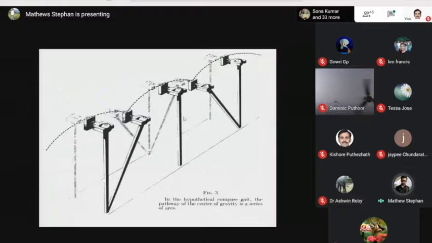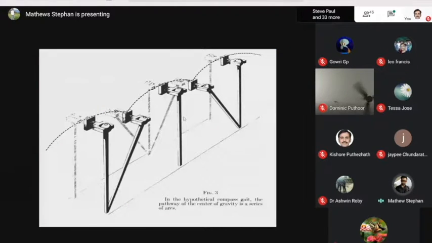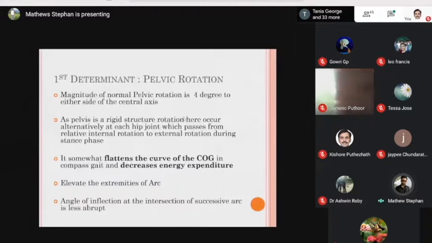So this is the image showing the compass gait. We can see multiple arcs. This is how the center of gravity translates in compass gait, multiple arcs, in hypothetical compass gait. So coming to the determinant factors which determine the gait, first of all, it's pelvic rotation.